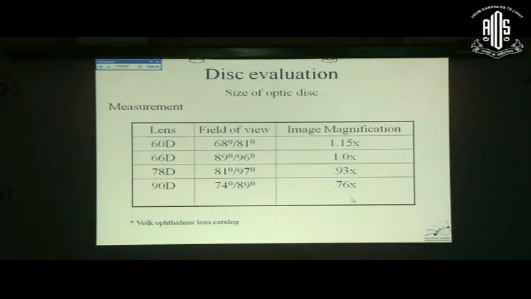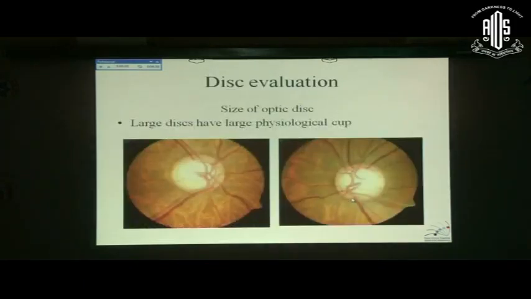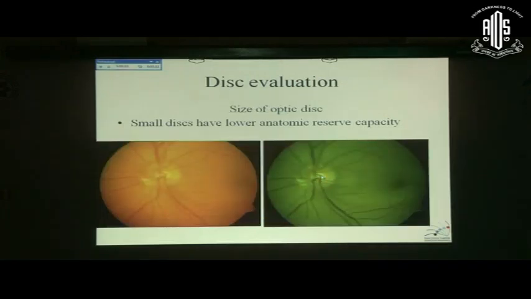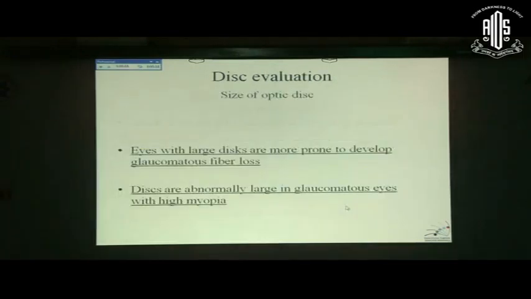The advantage of slit lamp biomicroscopy is you can directly evaluate the disc size, but consider the lenses used as well as the image magnification. The large discs have the large physiological cup, as opposed to the small discs which have lower anatomical reserve. In this symmetrical disc with a cup disc ratio of 0.5 in both eyes, I have found a visual field defect in the upper arcuate area in the left eye. After looking carefully, I have seen that there is some evidence of nerve fiber defect in the lower region.